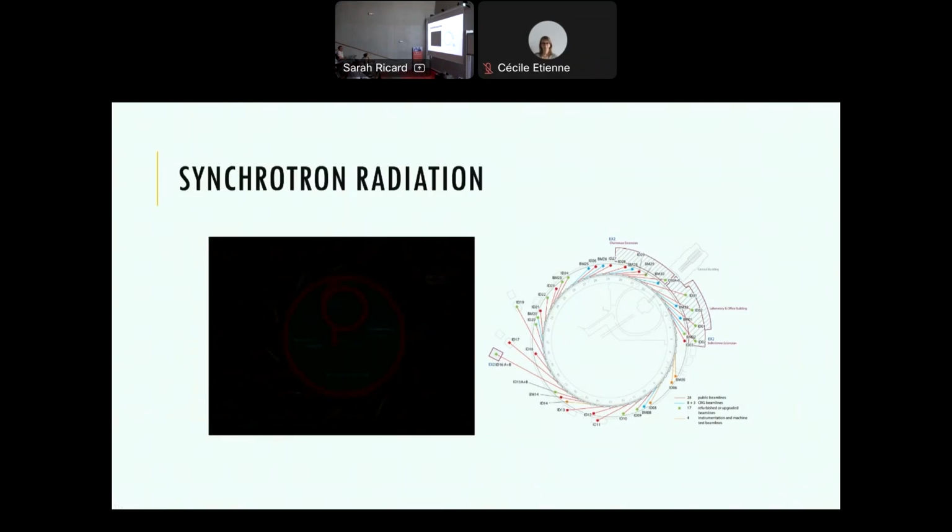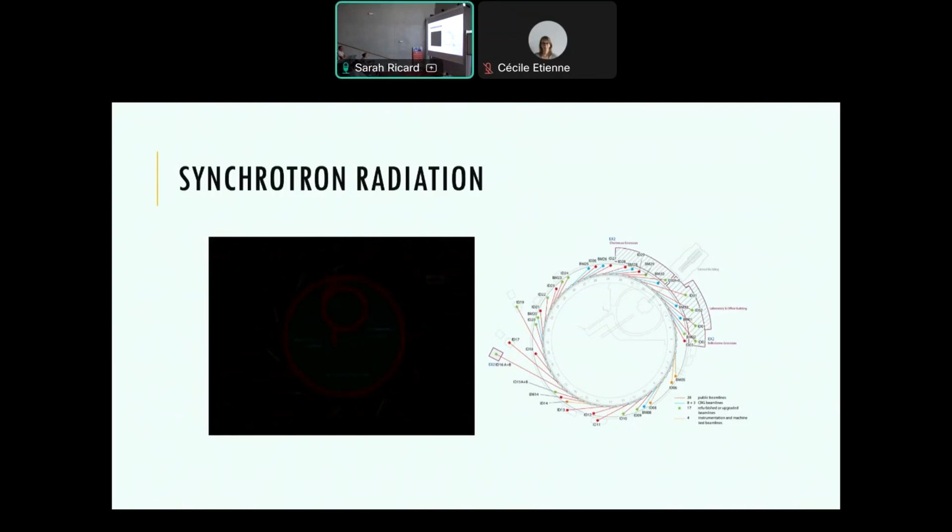It enters this circular structure. It reaches the energy of 6 giga electron volts, so 99% of the light speed. And then it enters what we call the storage ring. In the storage ring, we have beam lines. And here at the ESRF, the European Synchrotron, we have 42 beam lines, so 42 different microscopes that use this light.